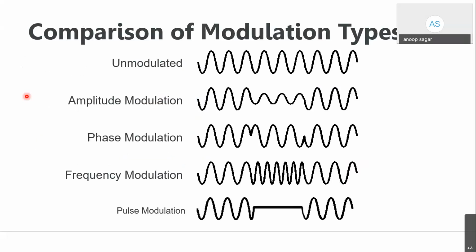So this slide gives you a comparison between the different types of modulation scheme. The first one is a CW signal. The second one is amplitude modulation, where you can clearly see the amplitude of the waveform is varying. The third one is phase modulation. You can see the phase of the waveform is different compared to this one. Then this one is frequency modulation. Then this one is your pulse modulation. So this slide gives you a comparison of the modulation types.